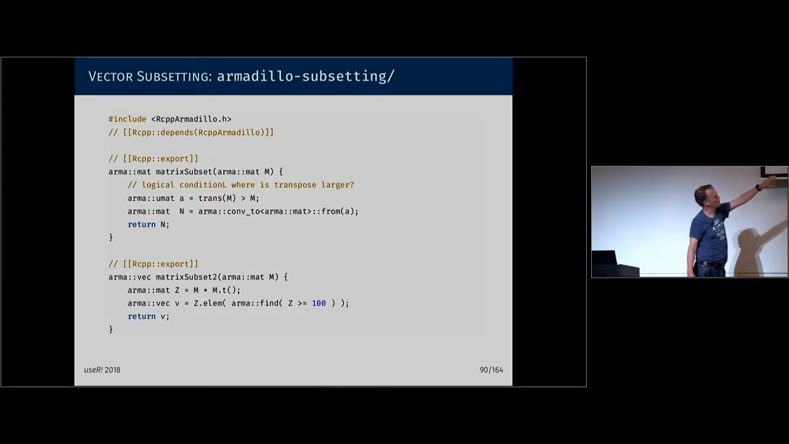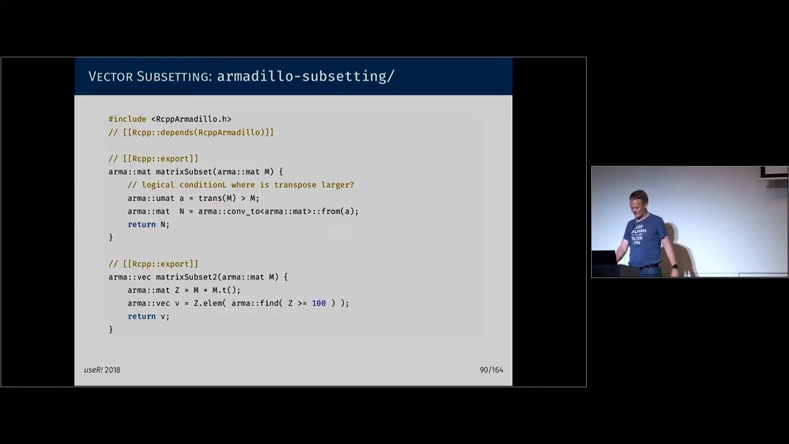You can also put logical expressions into arma::find. That one will create the unsigned matrix on the fly. Here we're creating a matrix Z as an outer product of M, and it finds all elements where Z is greater than or equal to 100.